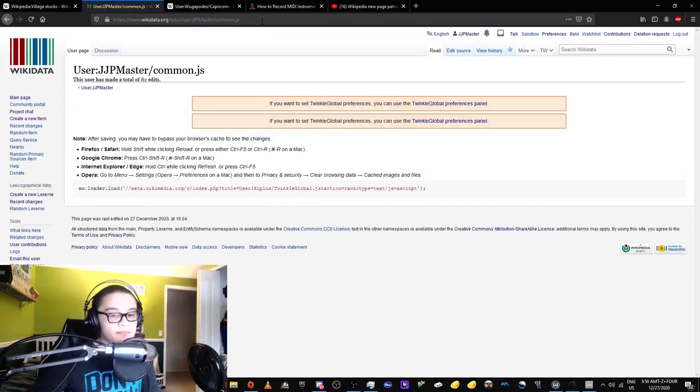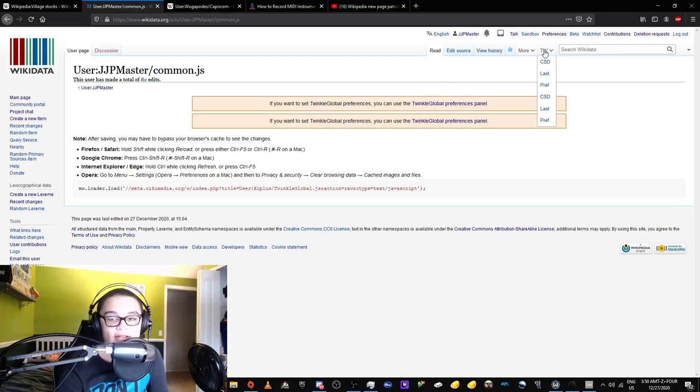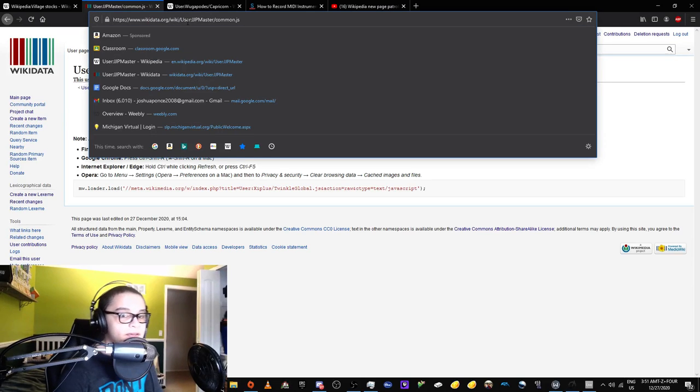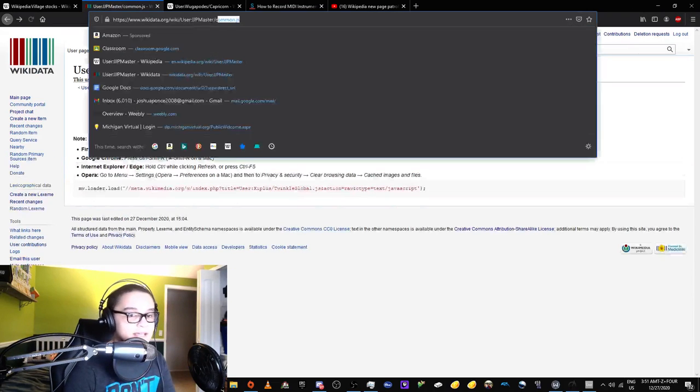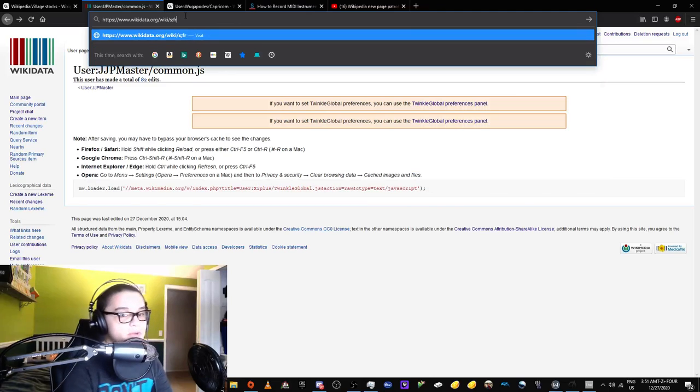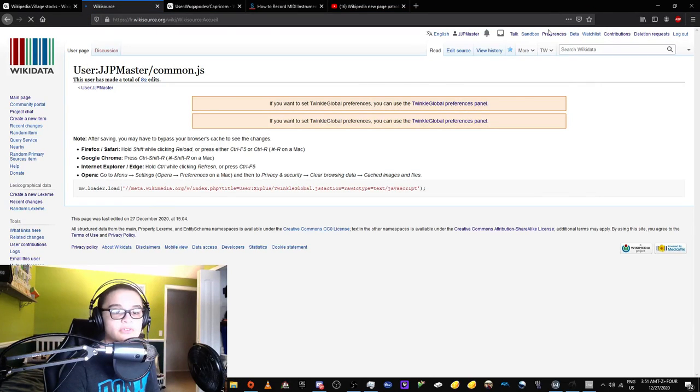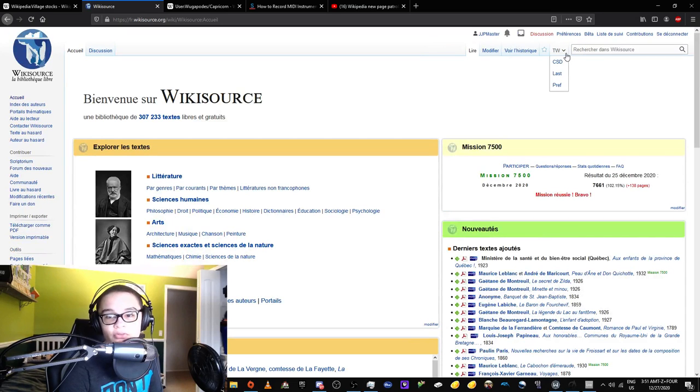There is a script called Twinkle Global, which I for some reason installed twice on Wikidata, because I also have it on my global thing, which means I can even try it on French Wikisource. So that means I even have access to this Twinkle thing on French Wikisource. I have access to Twinkle. Yeah, I have access to Twinkle on French Wikisource.